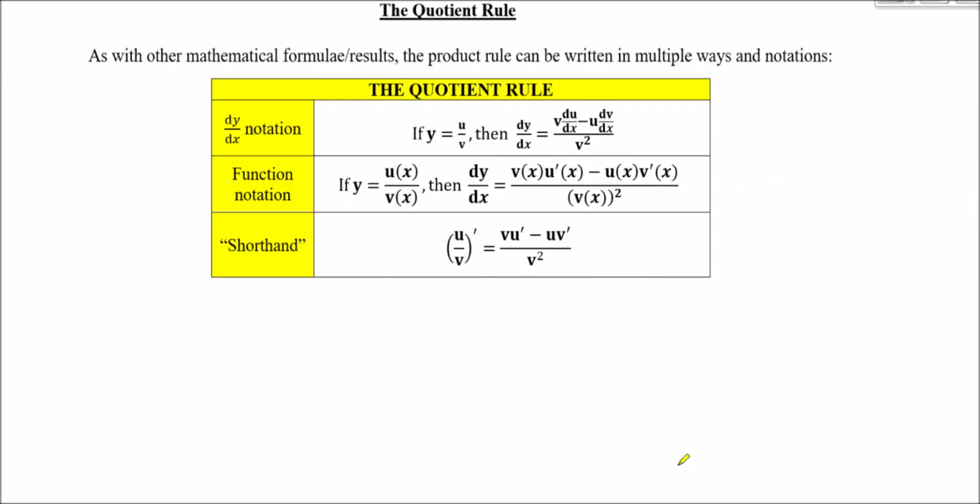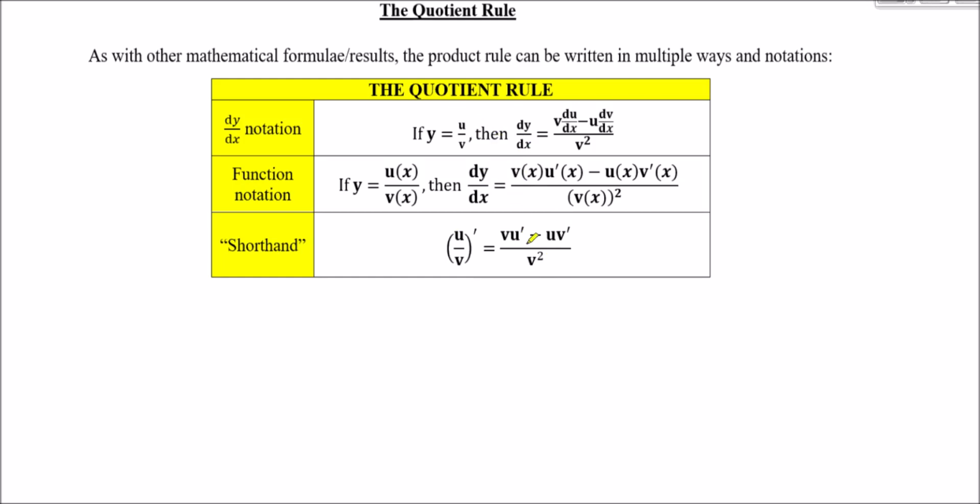Well, in dy by dx notation, we've got this as I proved just in the other slide. In function notation, using y equals u of x and v of x, we've got this here. Or the shorthand, if we've got u over v dashed, we've got v u dashed minus u v dashed all over v squared. This is the one I'll be using in this video, just because that's my preference. If these other two read easier to you and make more sense, use these expressions instead.